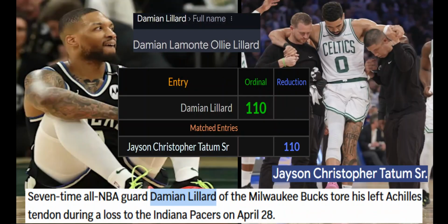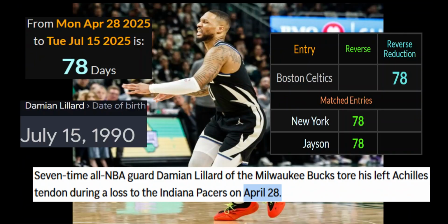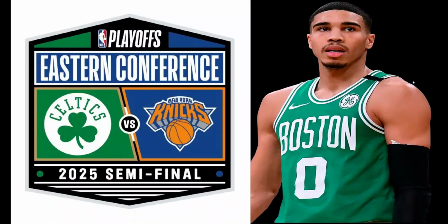This Game 4 injury on Monday, Tatum with the Celtics against the Knicks. And you get the 78 connection: Boston Celtics, New York, Jason, and Lillard synced up with the same injury. He's injured 78 days before his birthday during a loss to the Pacers? Come on, right?